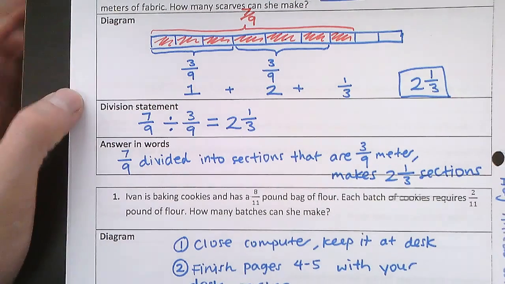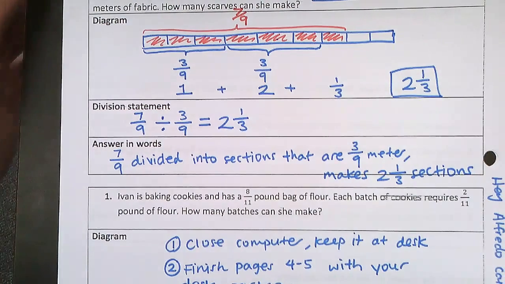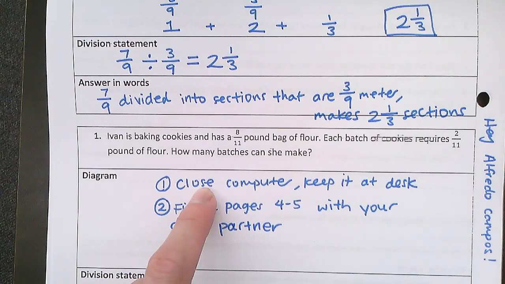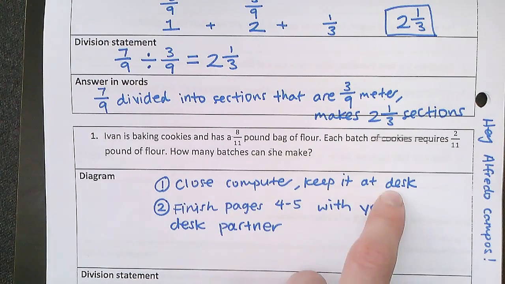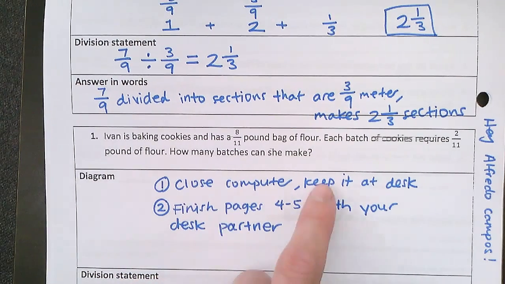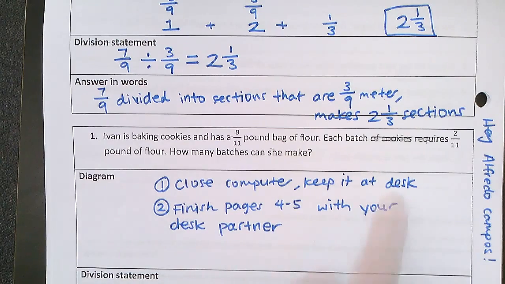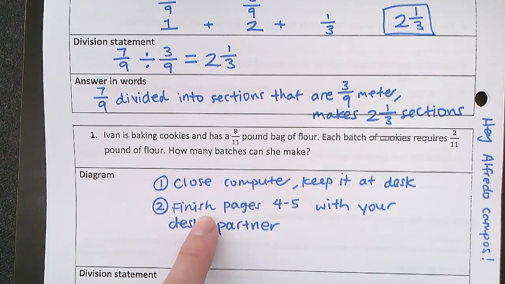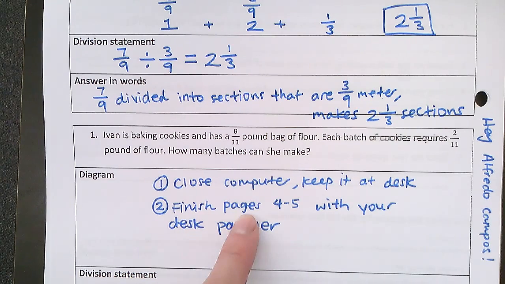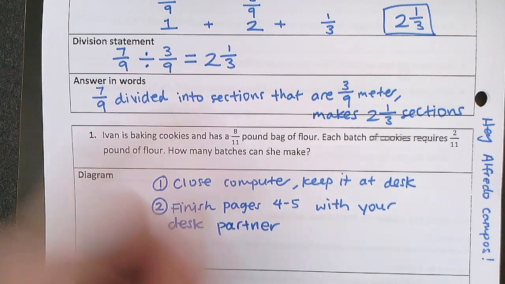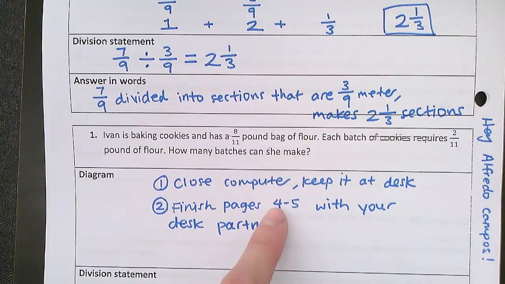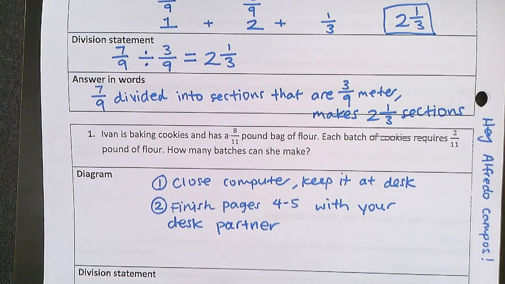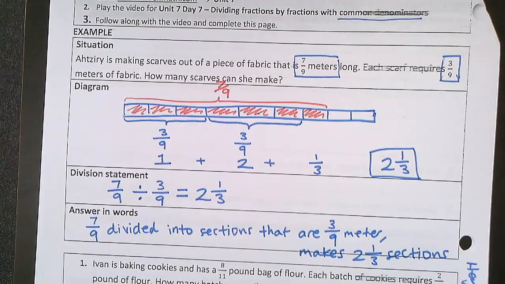Okay, so once you get these notes down, what I want you to do is hear your directions. First, you're going to close your computer and then keep it at your desk. You'll put your computer away a little bit later. Because first, working with your partner, you're going to finish pages 4 and 5, so the rest of this page and then the next page, and you can do that with your desk partner at a level 2 voice. You may begin to do that now. Good luck.